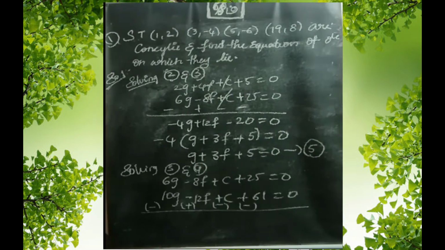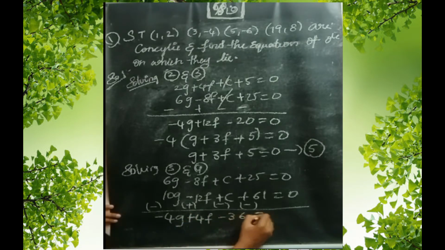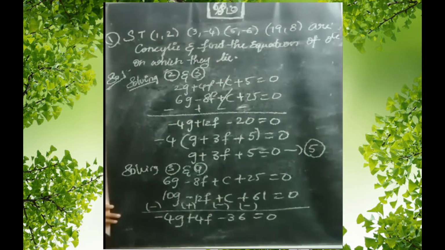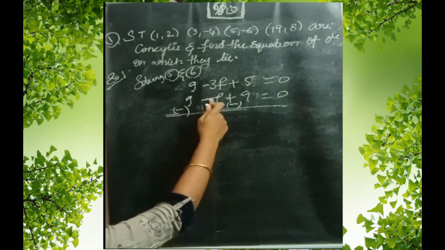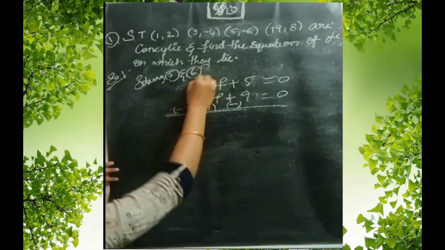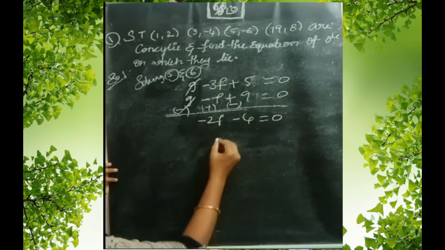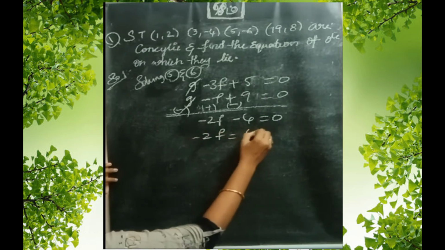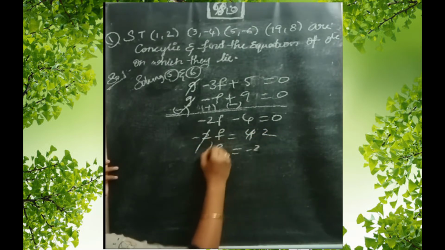Now solving 3 and 4, we get minus 4g plus 4f minus 36 equals 0. Taking minus 4 common, g minus f plus 9 equals 0, which is our sixth equation. Now in 5 and 6, g gets cancelled, giving minus 2f minus 4 equals 0. So minus 2f equals 4, therefore f equals minus 2.